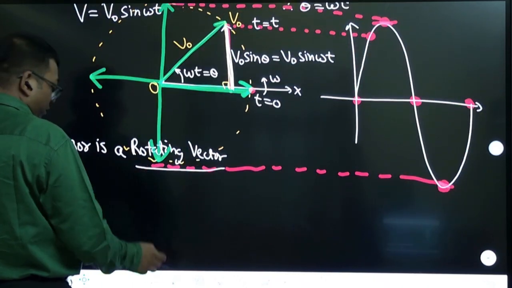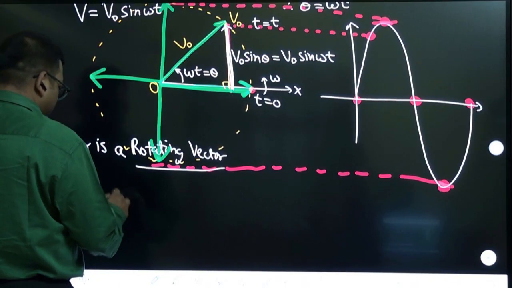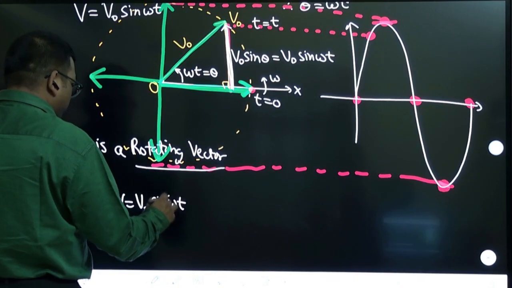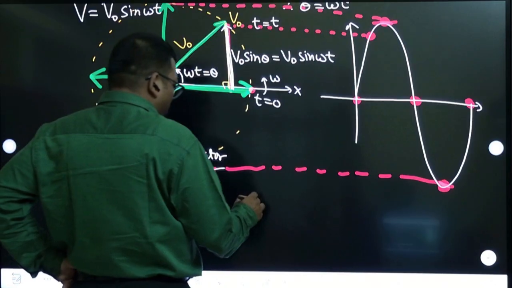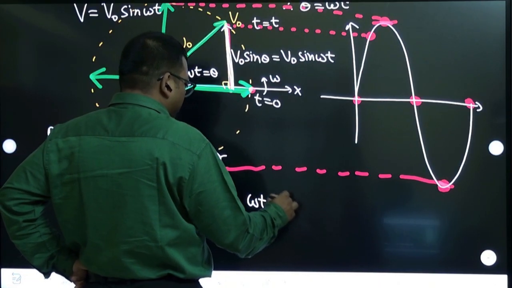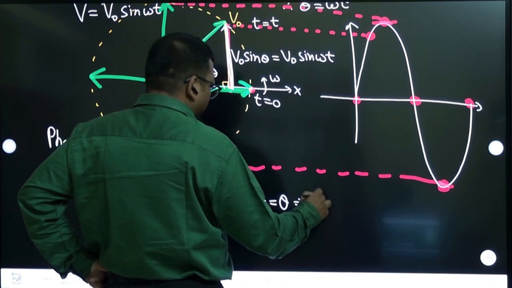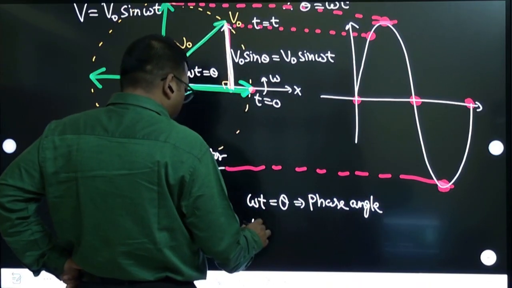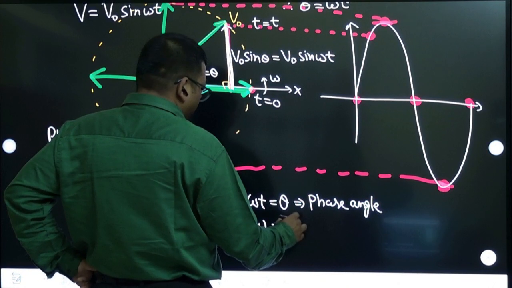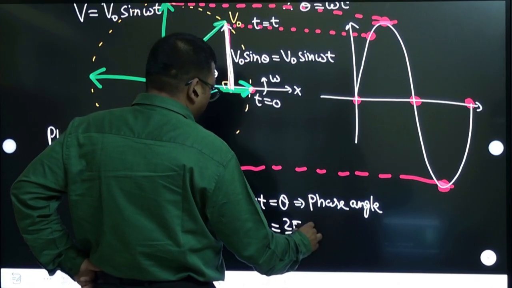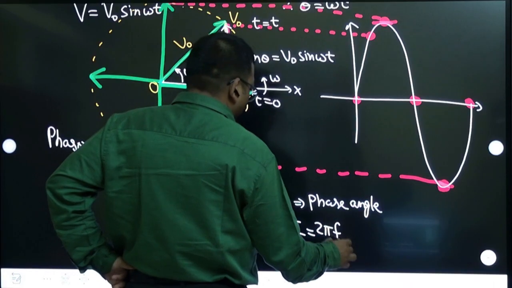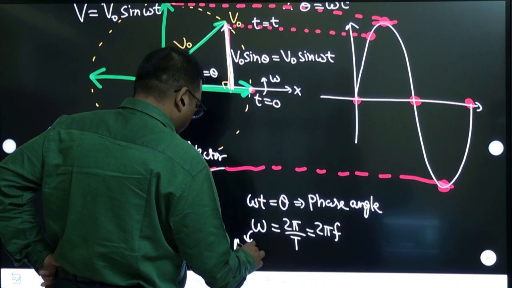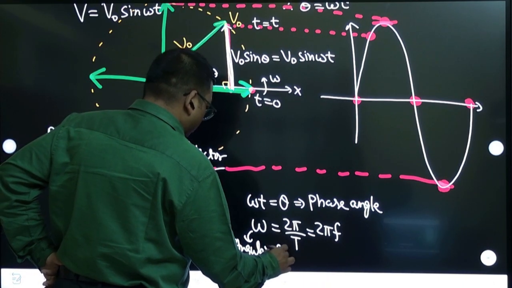So if I represent this phasor as V equal to V naught sine omega t, this angle omega t, or this angle theta, that is called phase angle. And the term omega, which is 2 pi by time period or 2 pi into frequency, this is called angular frequency.